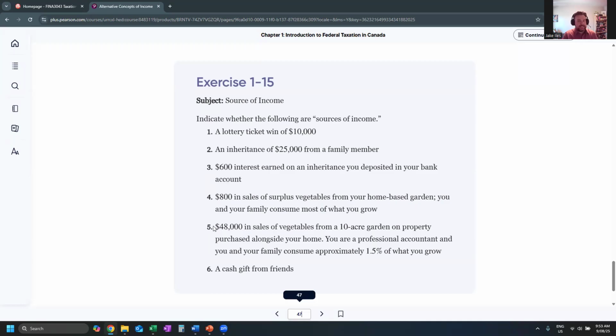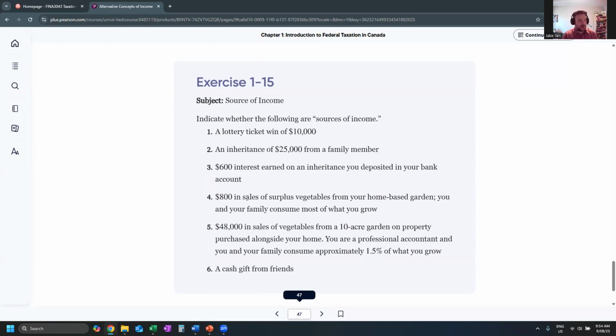Four and five are similarly related because they're kind of the same activity. $800 in sales of surplus vegetables from your home-based garden. You and your family consume most of what you grow. The next example is $48,000 in sales of vegetables from a 10-acre garden on property purchased alongside your home. You are a professional accountant and you and your family consume approximately 1.5% of what you grow. So this is similar items. I've made some money off of vegetables grown in a garden.